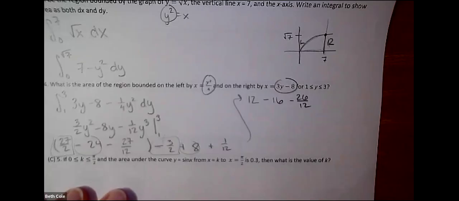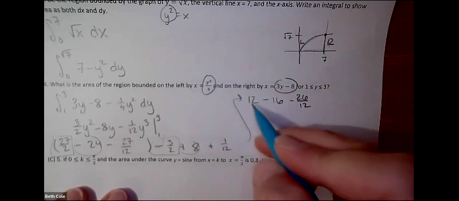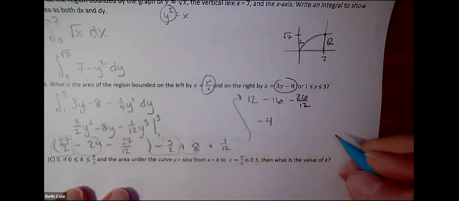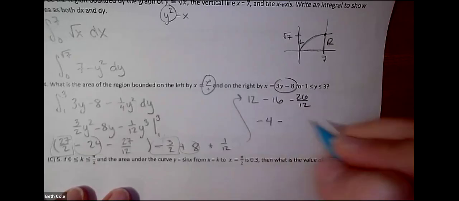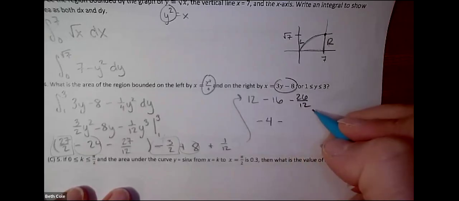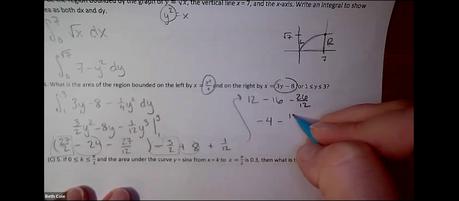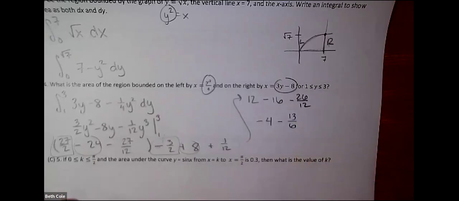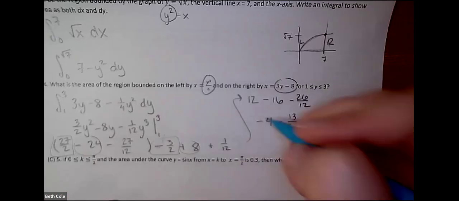Making sure that I did all of that correctly. Does that look right? Yeah, okay. So 12 minus 16 would be negative 4. This is going to reduce down to, well, those both divide by 2, so 13/6. And I believe they leave it like that.